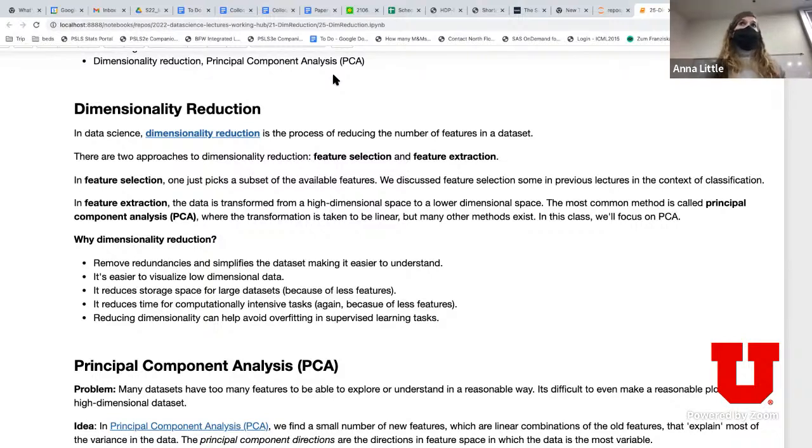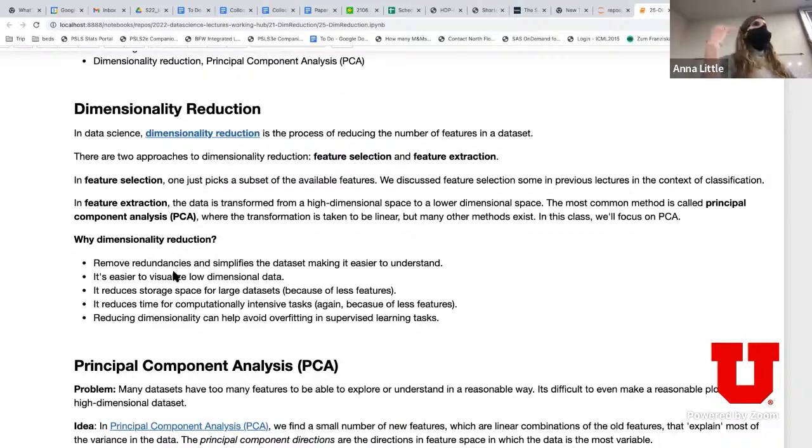So why do we want to reduce the dimension? A lot of times we have a lot of redundancies in our data. We may have thousands and thousands of features, but some of them are highly correlated with each other, and we don't really need to keep all of them because of the correlations. So we would like to remove redundancies.